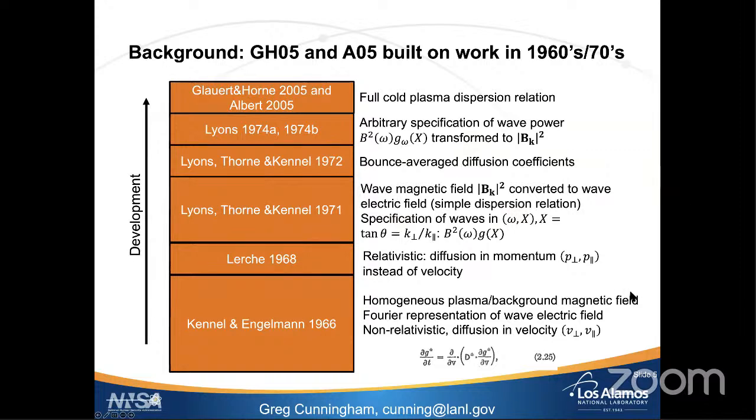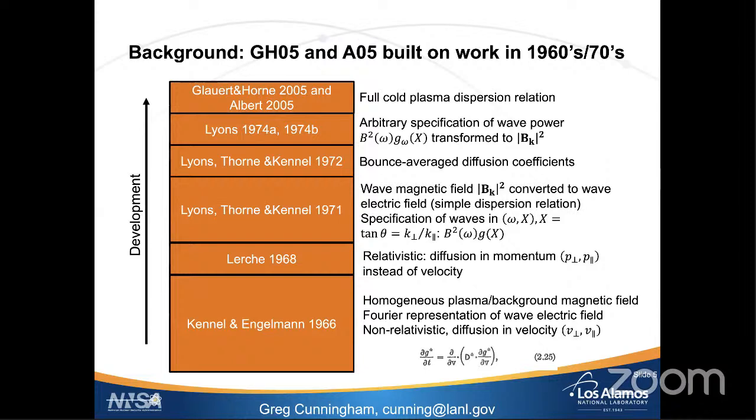And so in Lyons' paper, we talk about B_k squared instead of the three components of the electric field vector at each Fourier component. The second contribution in that paper was to specify the wave power as a function of the frequency and tangent of the wave normal angle instead of the three components of the wave vector.